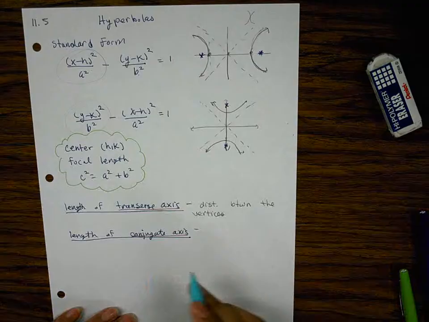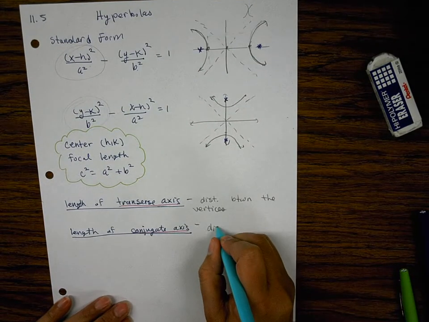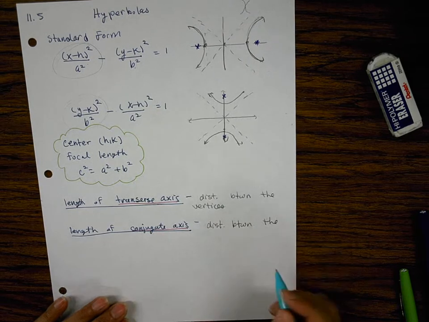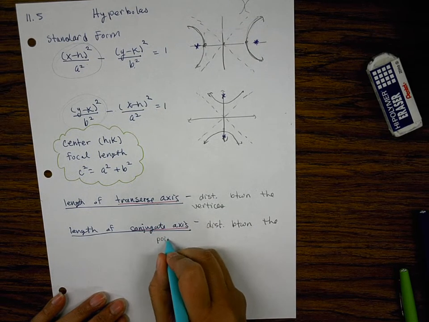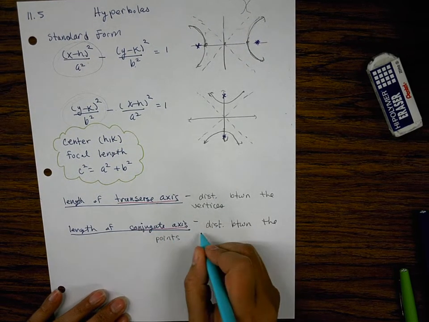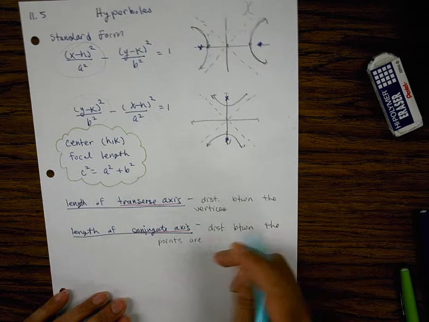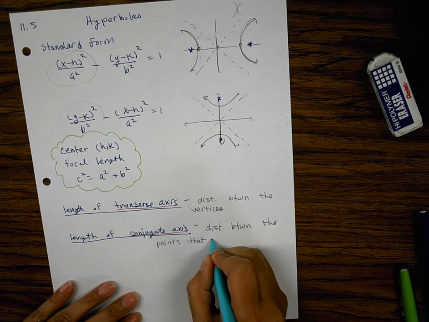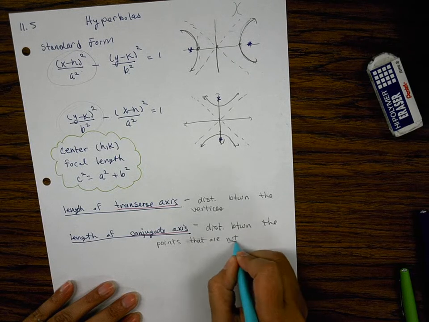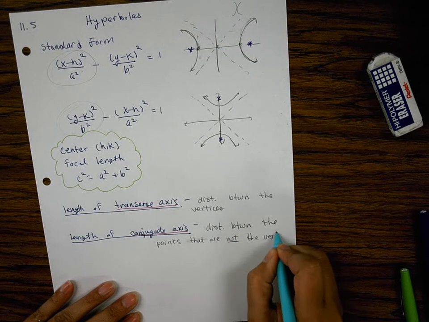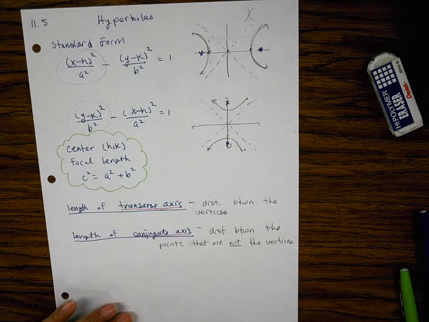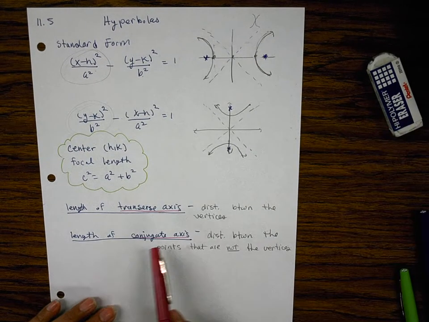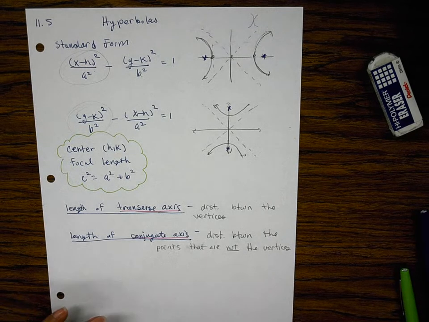The length of the conjugate axis is the distance between the points that are not the vertices. Okay, so everyone remember that. Transverse is the length between the vertices. The conjugate is the non-vertex points.